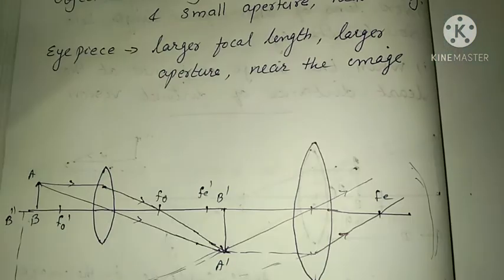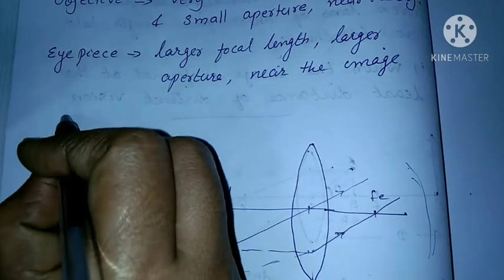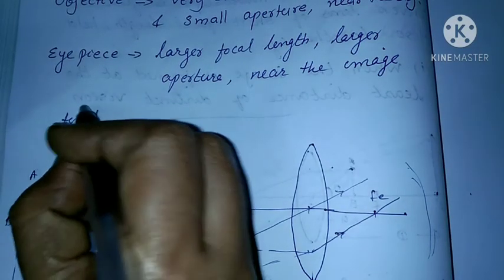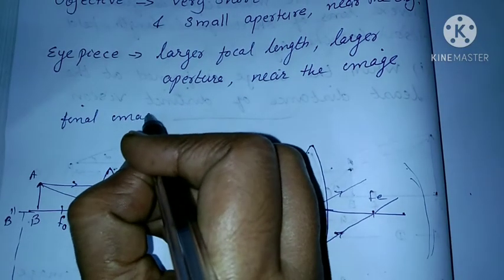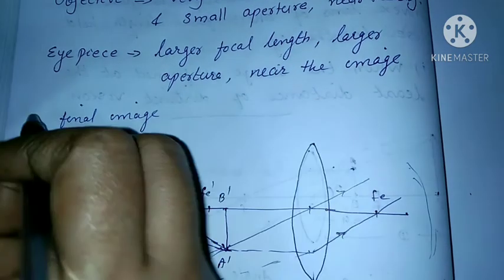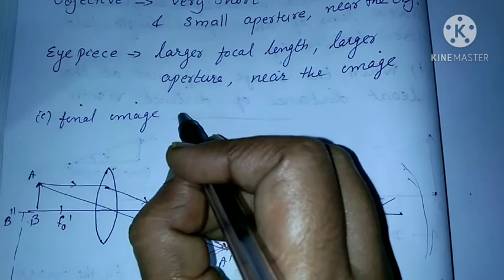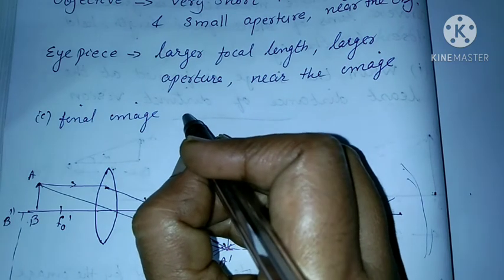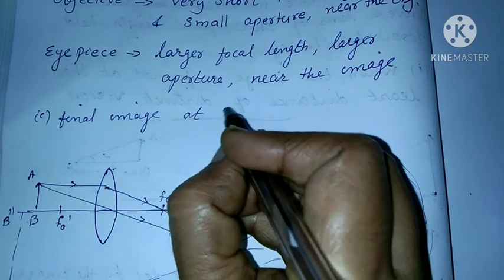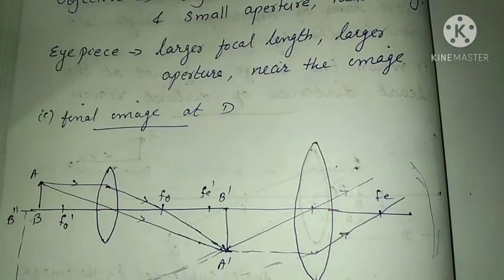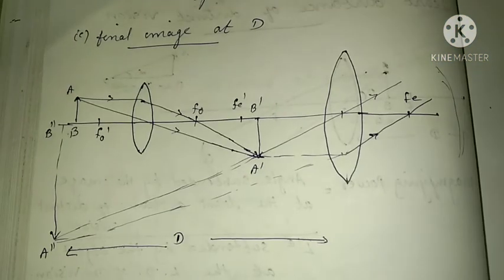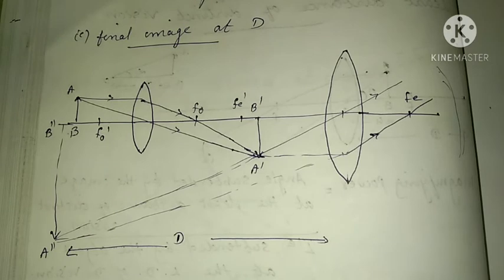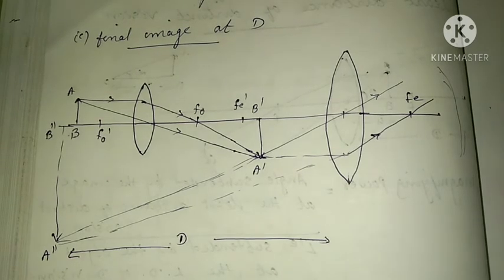So this is the case of the final image formed at the least distance of distinct vision. Compound microscope. For the compound microscope, the first case is the final image is formed at the least distance of distinct vision, that is D. So this is the figure or diagram representing that one.